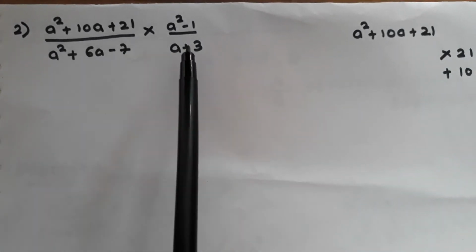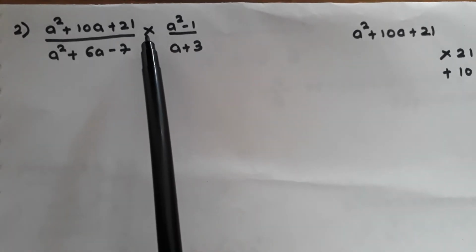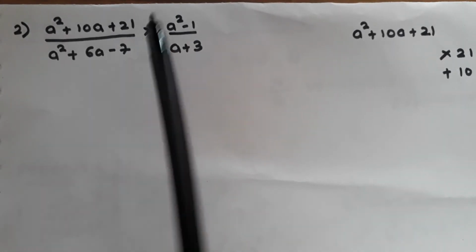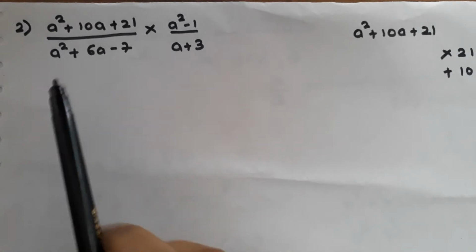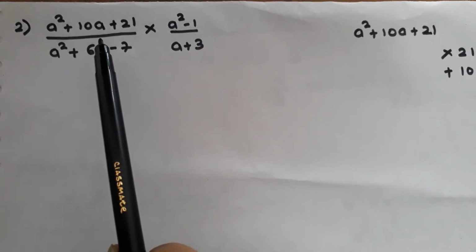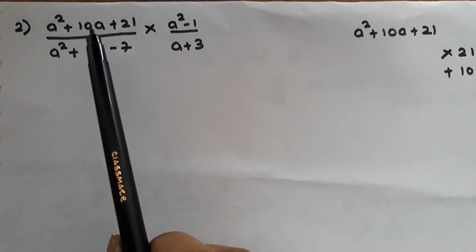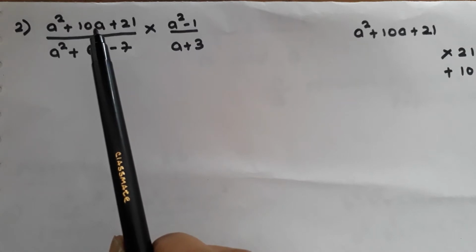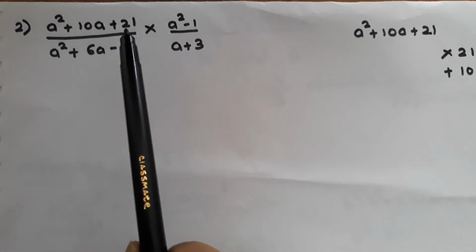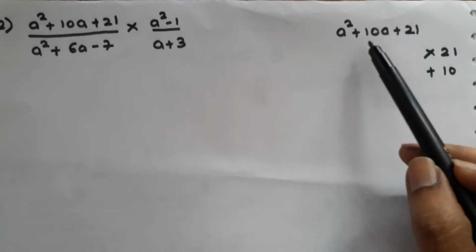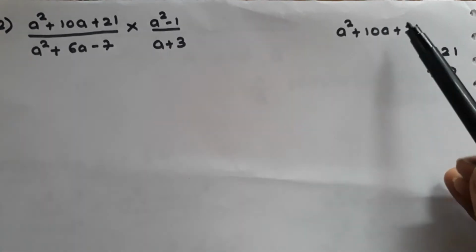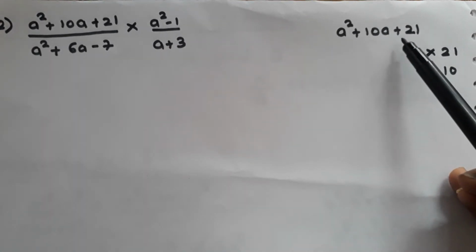Two rational algebraic expressions, and the operation between the two rational algebraic expressions is multiply. Take the first rational algebraic expression. The numerator of the first rational expression is a square plus 10a plus 21. So now we find the factor of a square plus 10a plus 21.